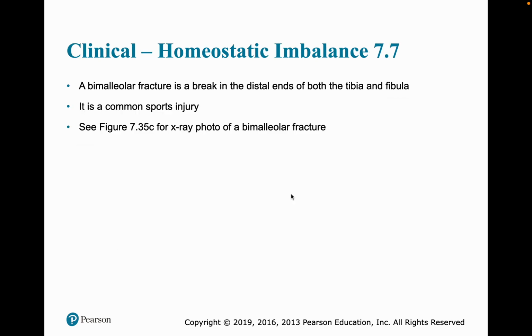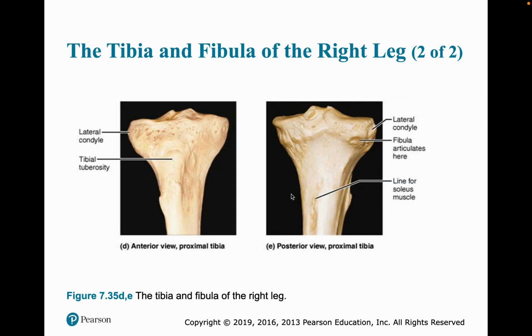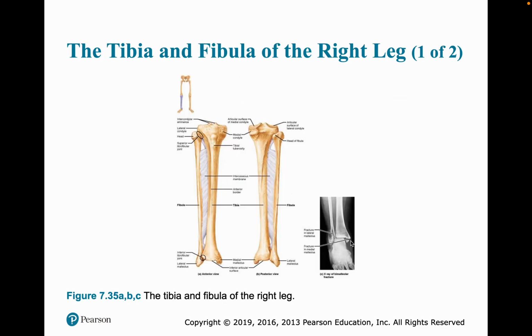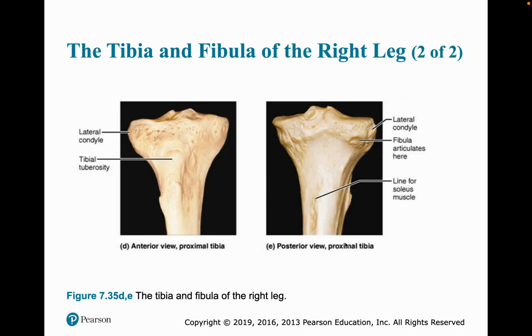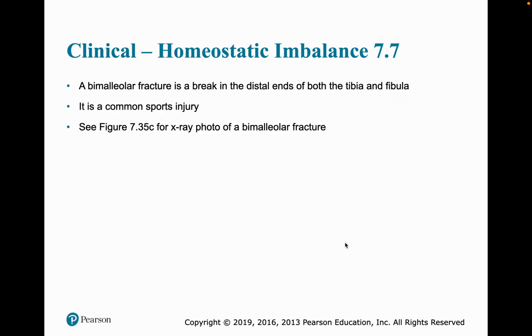A bimalleolar fracture is a break in the distal ends of both the tibia and the fibula. A common sports injury, it would probably be described as an ankle break. And here is an x-ray. Here is the x-ray, and I can't make it any bigger, sorry.